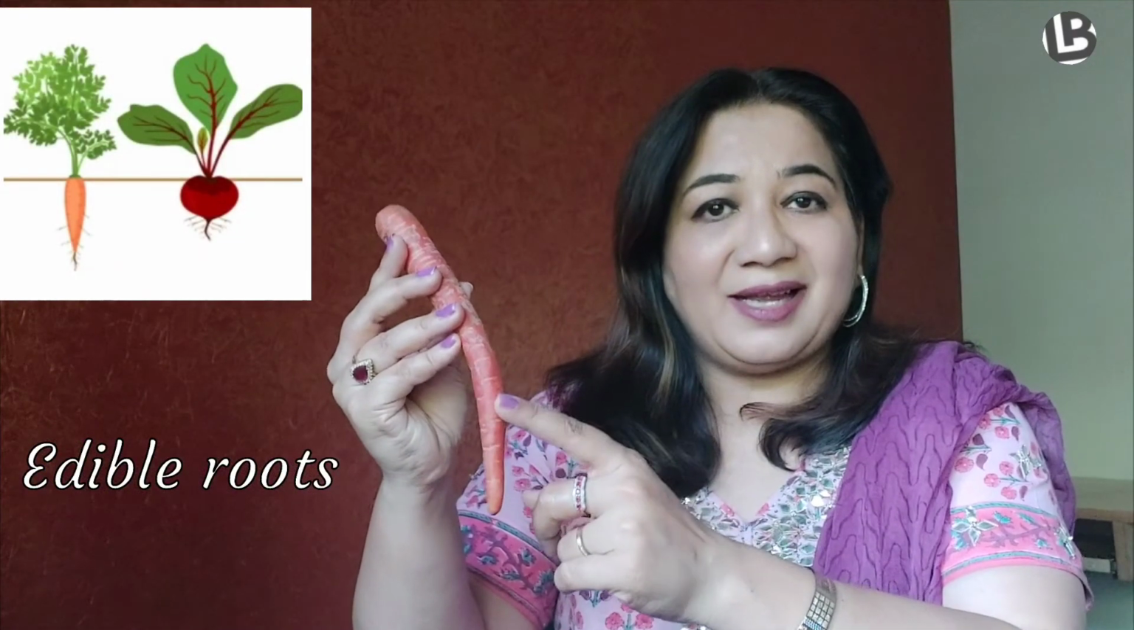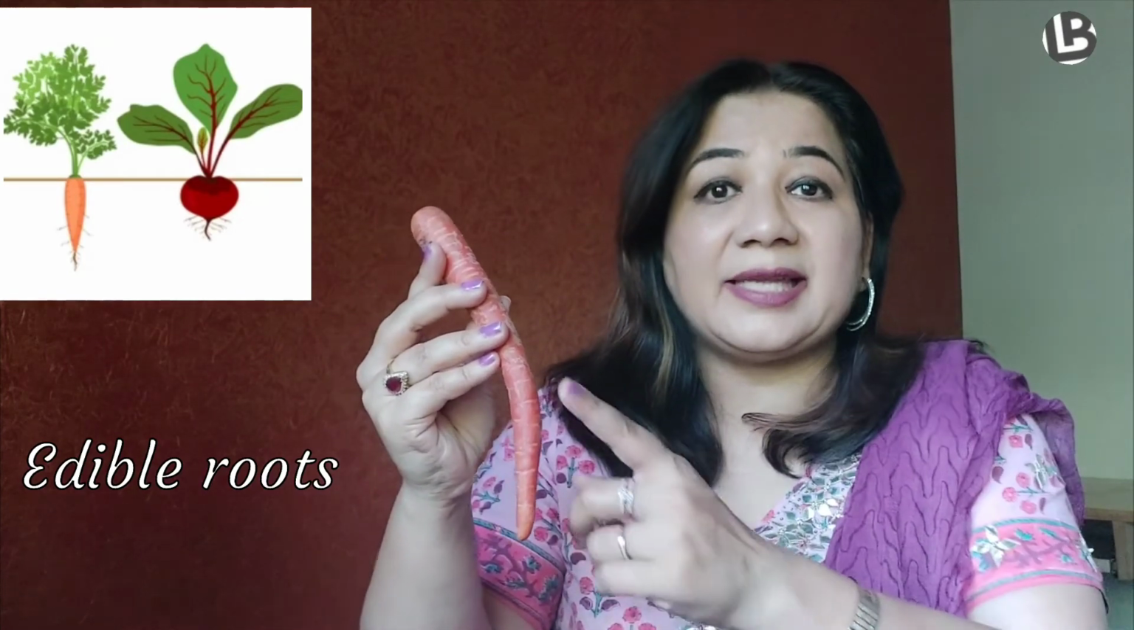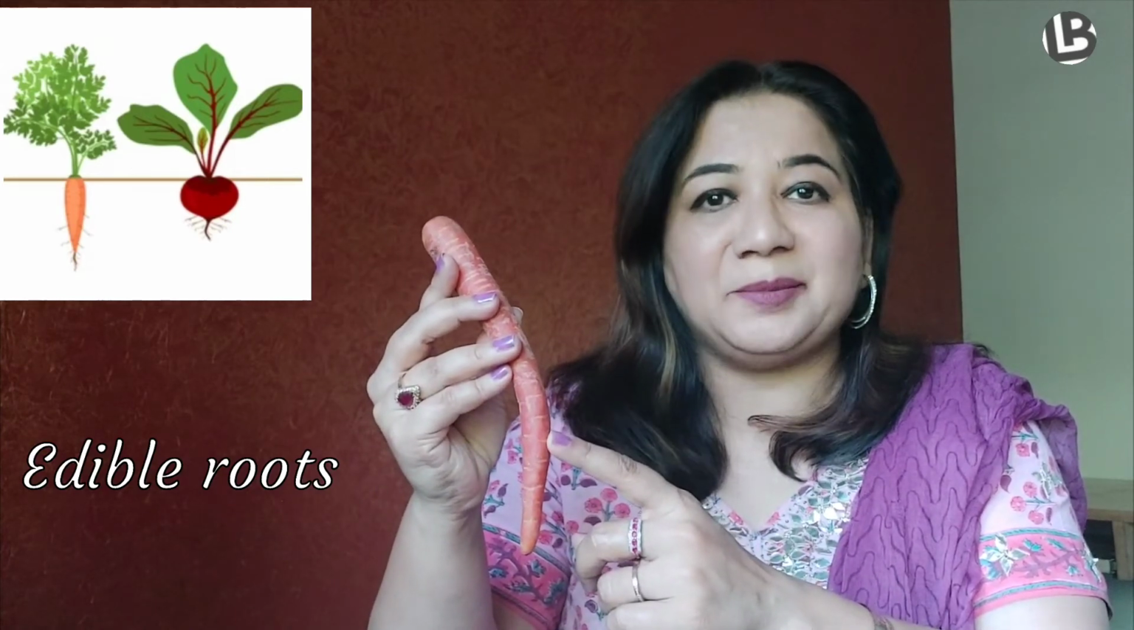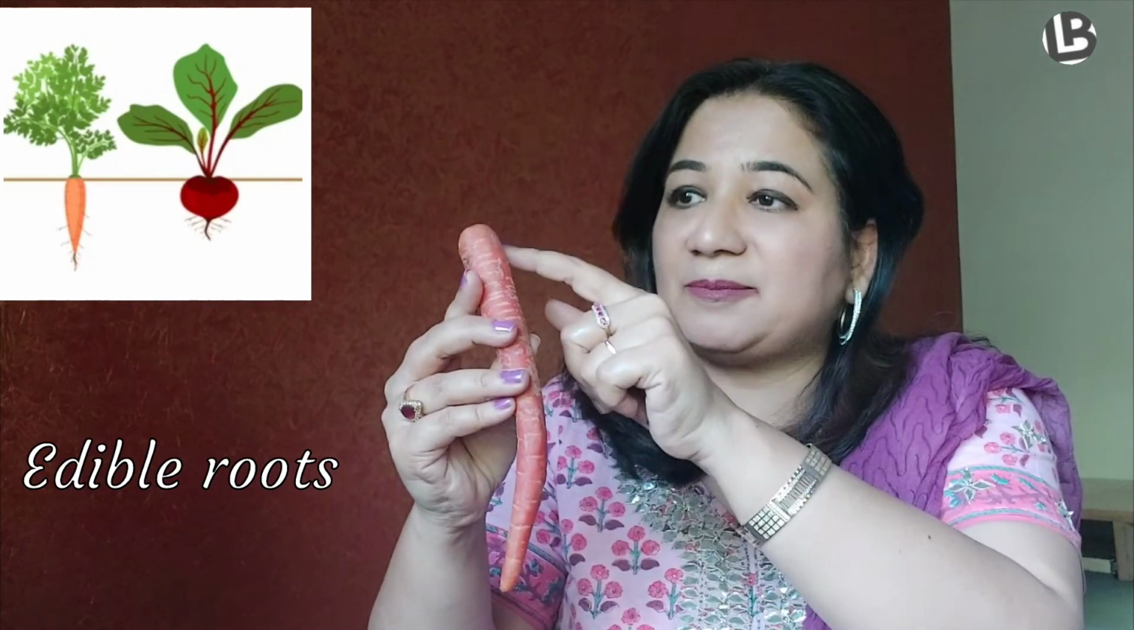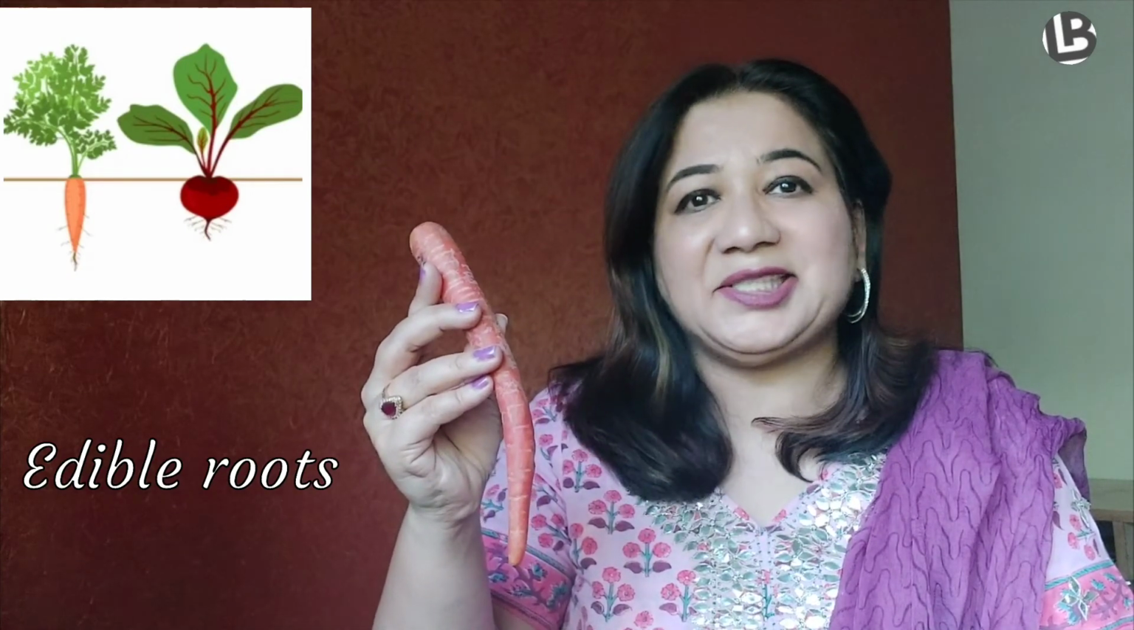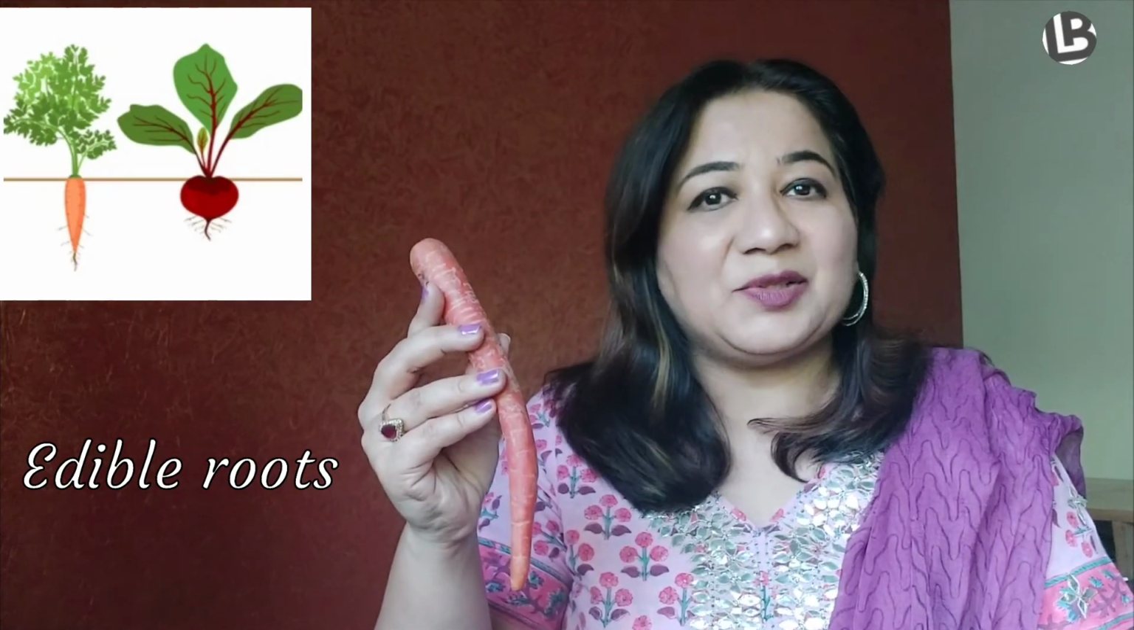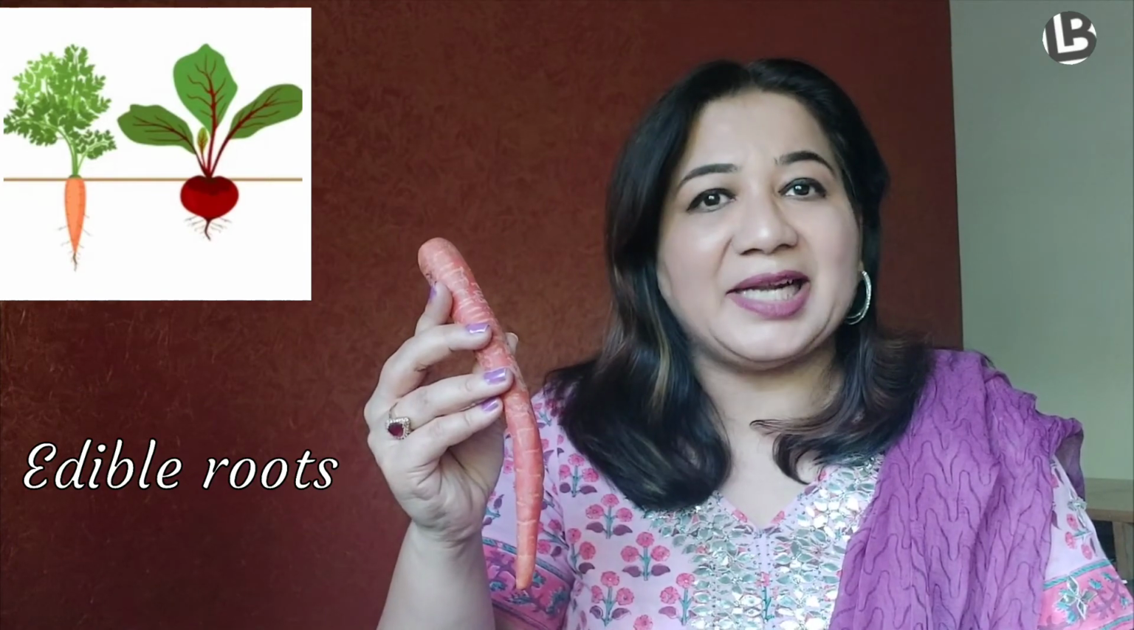What is there in my hand? Of course, this is a carrot. So some roots like carrot, radish and beetroot, they become thick to store food and they are eaten by us. That is why they are called edible roots.